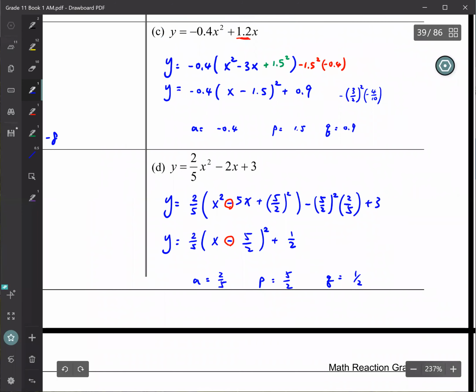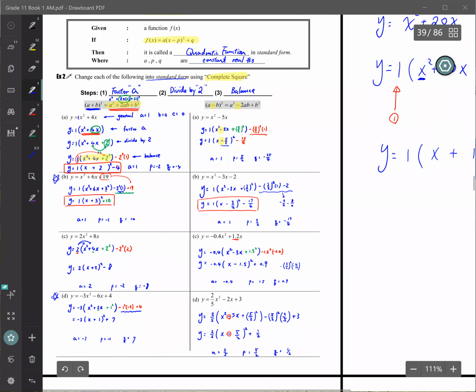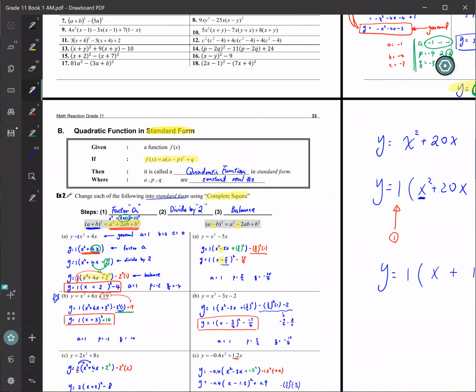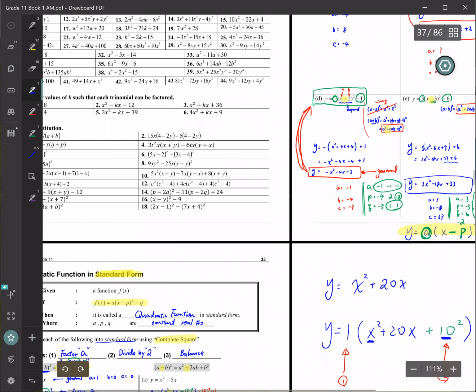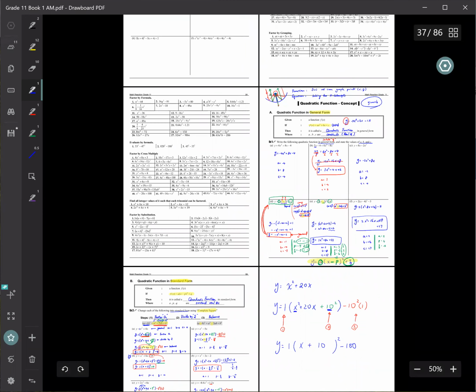Okay, so that's it. This week you just practice changing from general form to standard form. And then some questions will have something that's not general form. So if you see something that's not general form, make sure you turn it into general form first and then go from general to standard.